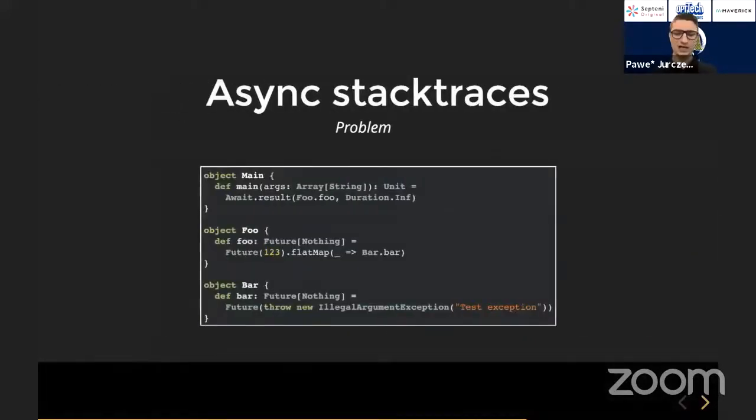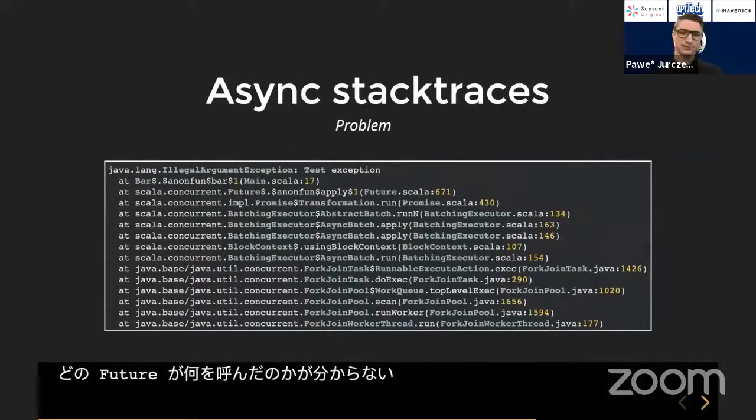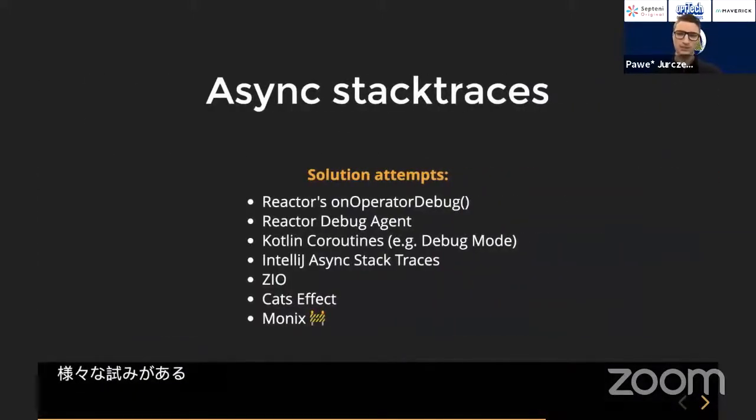So you can imagine how much information is lost when we have complex asynchronous flows in our production applications. Can we do something about it? There are a couple of attempts to solve that problem, and not only in Scala, of course.